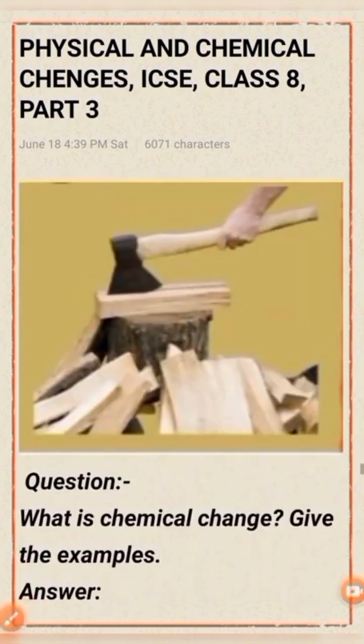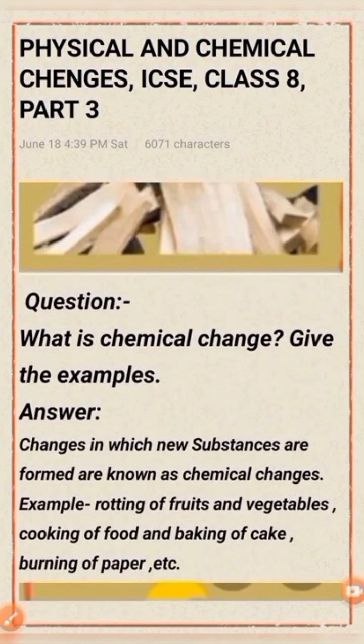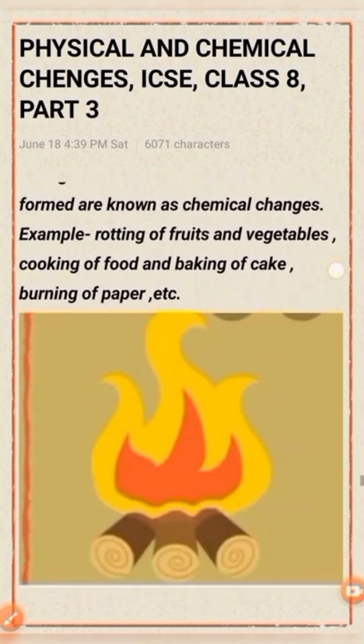Next question, what is chemical change? Give an example. Changes in which new substances are formed are known as chemical changes. Examples: rotting of fruits and vegetables, cooking of food, baking of cake, burning of paper, etc.